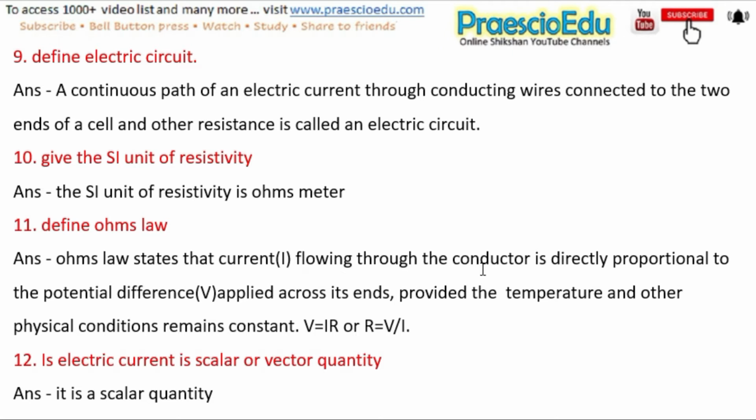current flowing through the conductor is directly proportional to the potential difference applied across its ends, provided the temperature and other physical conditions remain constant. V is equal to IR or R is equal to V upon I. Next one is electric current is a scalar or vector quantity, and the answer is it is a scalar quantity.